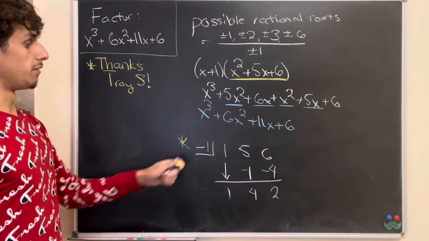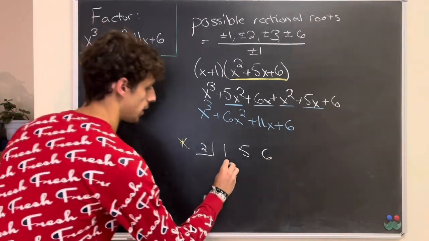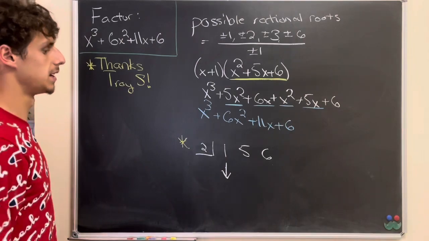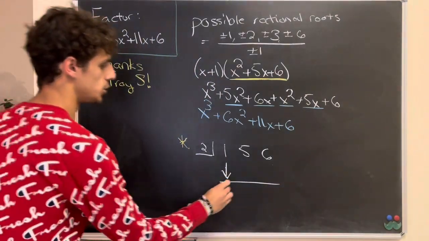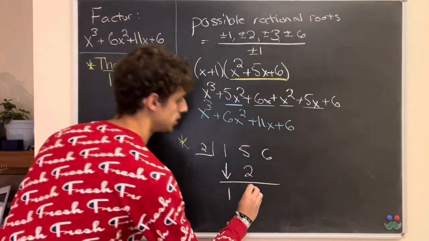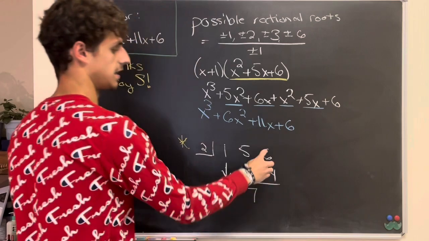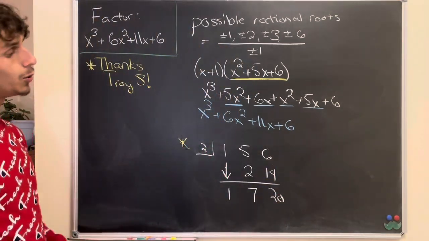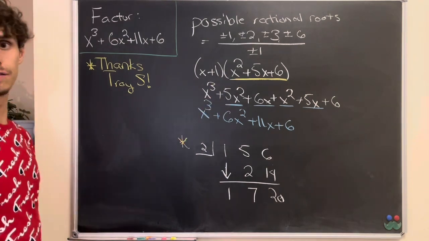Okay, so let's maybe get rid of this, change the negative 1 to a positive 2, and we'll keep going. Okay, so now we're going to test positive 2. That's just our next possible rational root that we outlined up here. So bringing this 1 down, we'll have 1 here. 2 times 1 is 2. 5 plus 2 is 7. 2 times 7 is 14. And then 6 plus 14 is 20. But 20 is not 0. So that means 2 is not a root of this yellow polynomial.